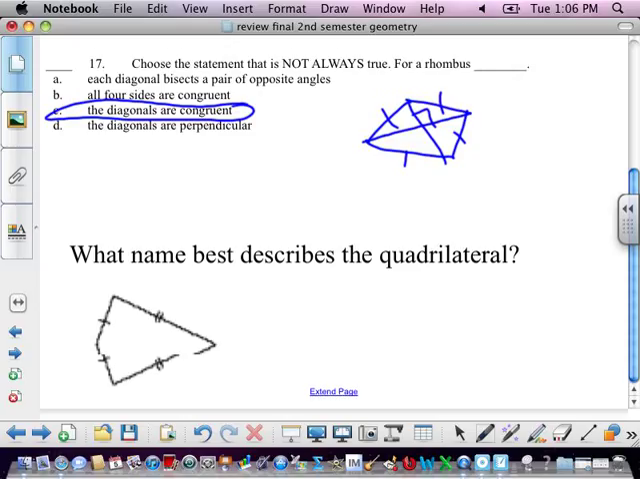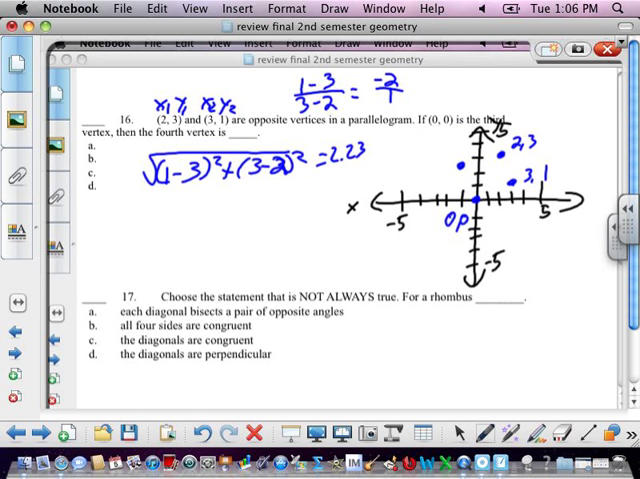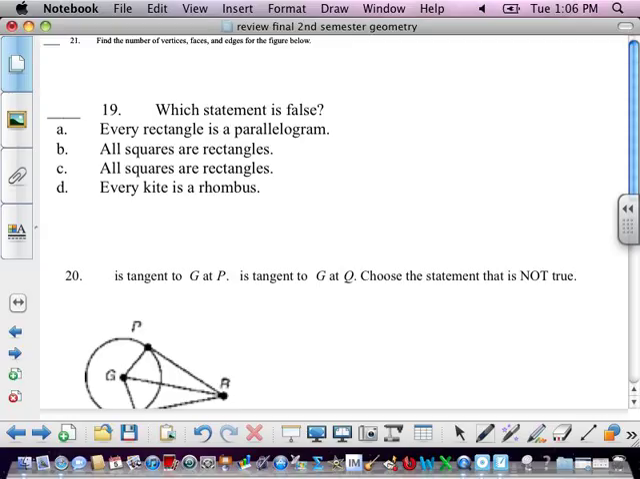All right. The name that best describes this quadrilateral would be a what? A kite. Okay, let's look at 19. Which statement is false? Every rectangle is a parallelogram. D. All squares are rectangles. All squares are rectangles. I don't know what's listed twice. Every kite is a rhombus. It would be D. If it was C, it would be B and C, yes. But that kind of shows you it's not.